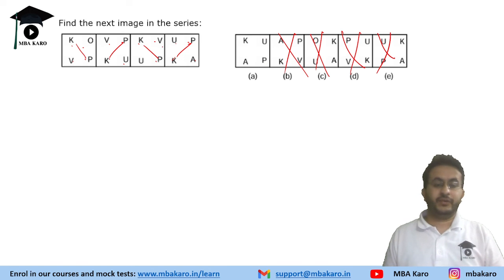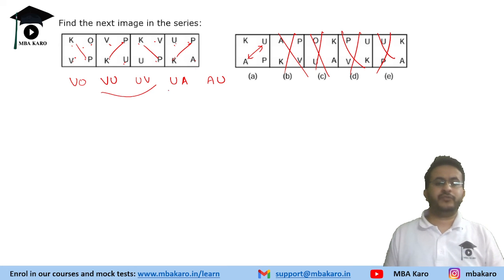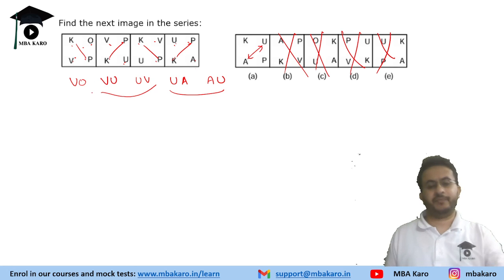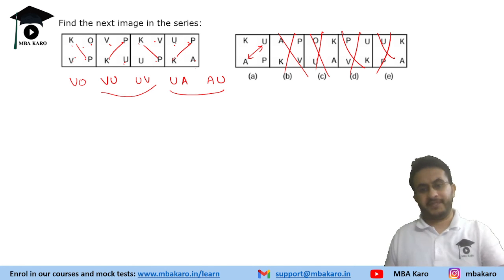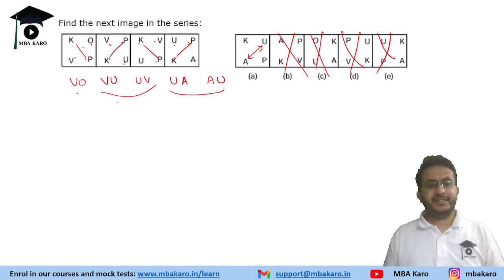Now look at the other elements. So this is VO, VU. So VO became VU. Then of course swapping like this, UV. Then it became UA. So A got replaced. Now next should be AU. So for two phases they are remaining same and they are swapping. So sometimes this also happens that first image will have something, second and third will have same logic, fourth and fifth image will have the same logic. So keep this thing in mind while attempting these questions.